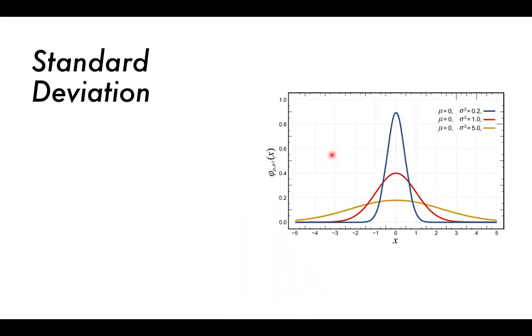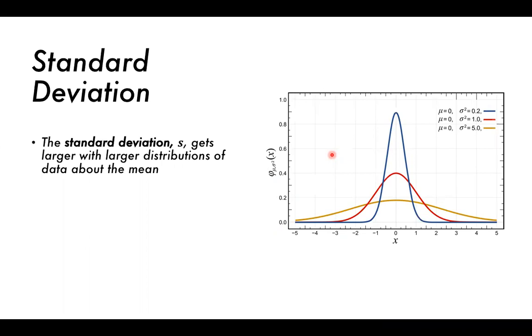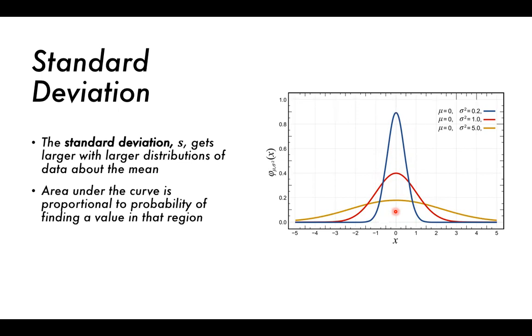The standard deviation, the variation about the mean, alters the shape of this normal distribution. As the standard deviation gets larger, we see a broadening of the peak. This blue line has a very sharp peak in comparison to the red and gold lines, because it has a smaller standard deviation, i.e. the values in our sample or population are very close together. The area under these curves is also proportional to the probability of finding a value in that region, and we'll talk a lot more about that as we go through.